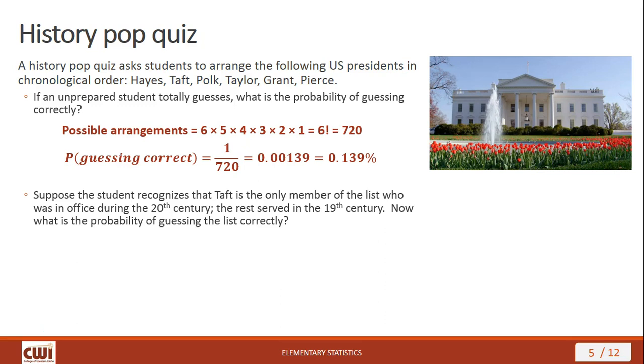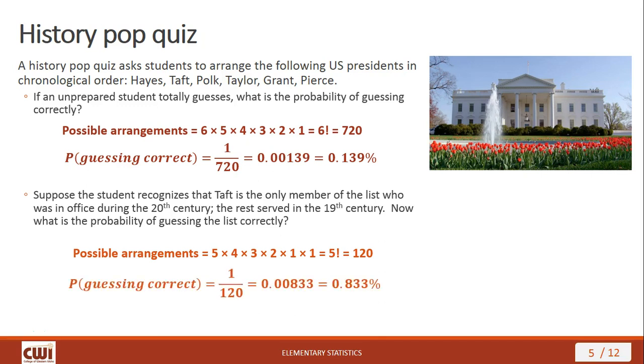Well, we know that Taft is going to go last, so the possible arrangements leave us with 5 names for the first position, 4 names for the second position, 3 names for the third position, 2 names for the fourth position, and then 1 name left for the 5th position, because we know that Taft goes last in that 6th slot. This then is 5 factorial, because we have 5 times 4 times 3 times 2 times 1, and anything times 1 is itself. So we're left with 5 factorial, which comes out to 120.